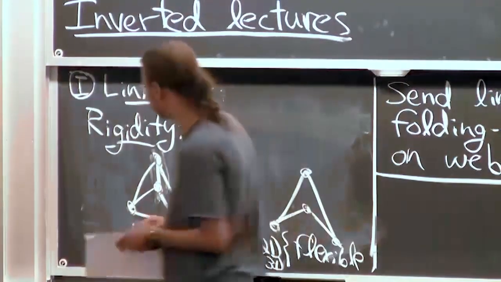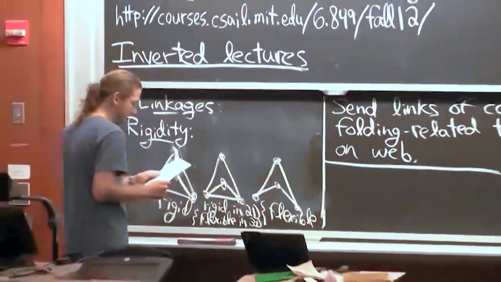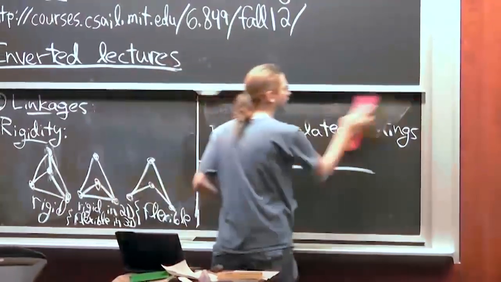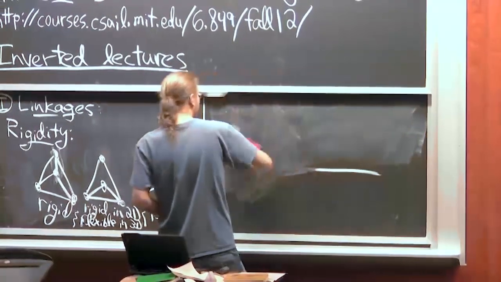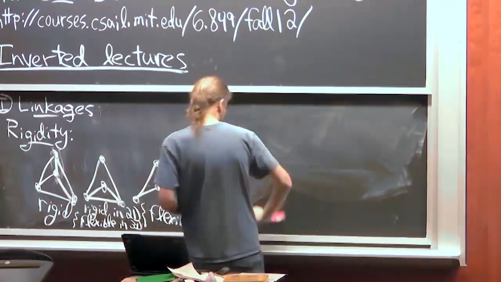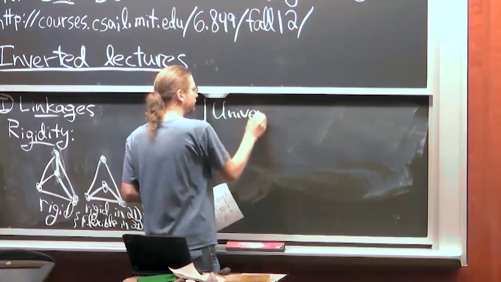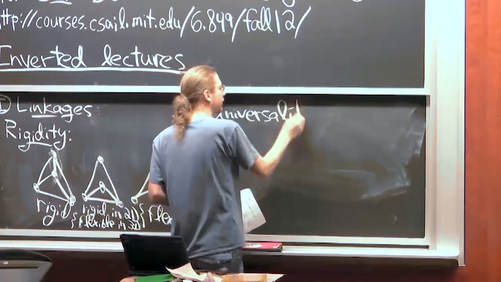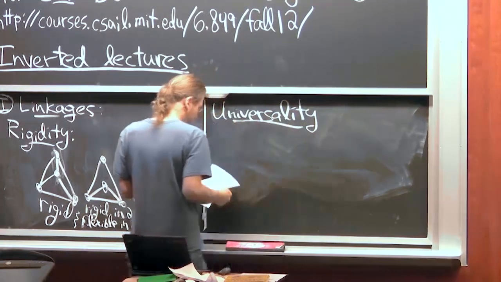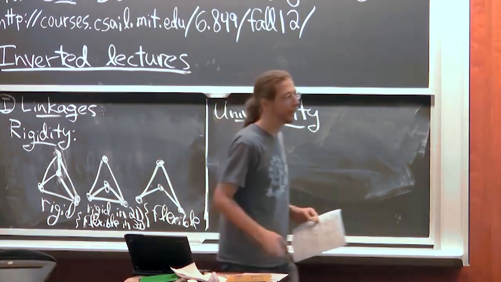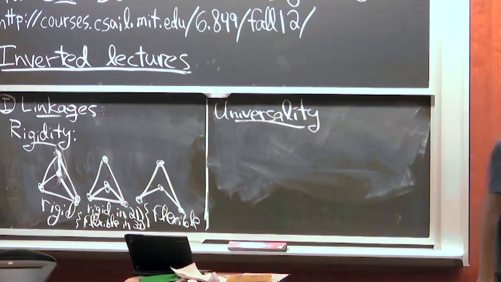So that is rigidity. Next up, we have universality. So this is the robotic arm question I mentioned. I have a robotic arm. Does it fold into everything? Into every possible configuration. And the answer, again, depends what dimension you live in. And in 2 dimensions, there are cool ways to reconfigure your robotic arm.